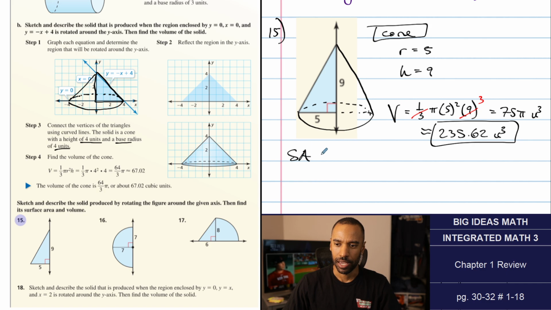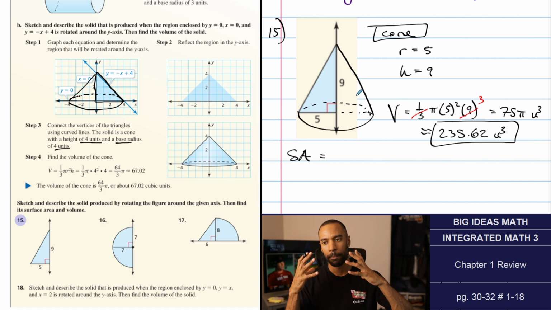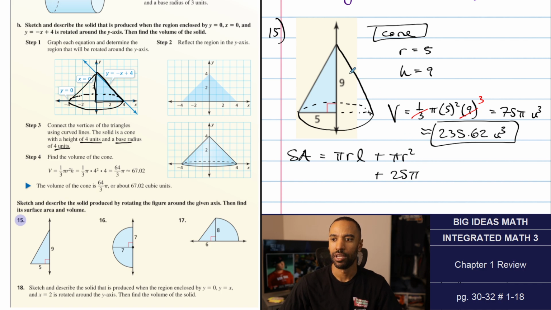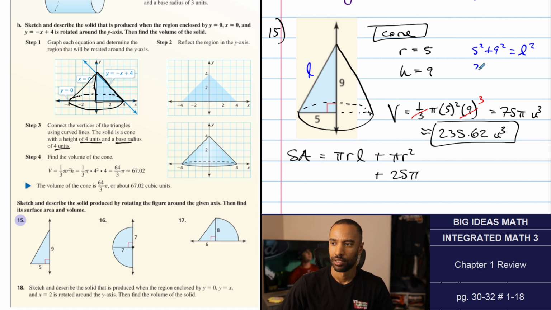Surface area, on the other hand, we have to add the lateral area, the party hat. That's pi times radius times slant height. We still have to find that. Plus the area of the base, pi r squared. We know the area of the base is 25 pi. We already got that one. Slant height is this L. We need to find this guy here using Pythagorean theorem with the 5 and the 9. So 5 squared plus 9 squared is L squared. And that gets 106.